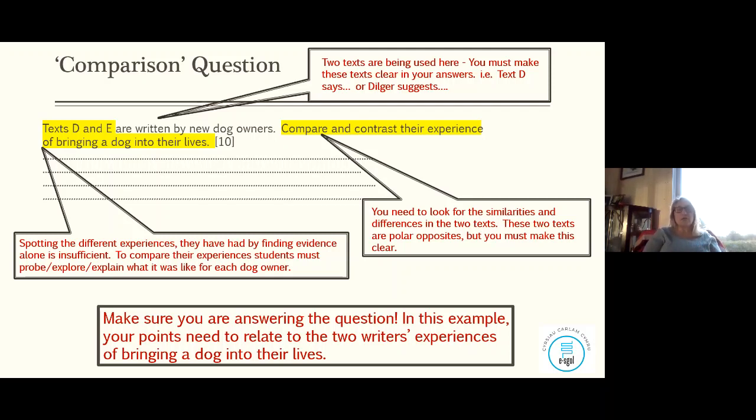It's not enough to just have one person say it's negative, one positive, one person writes formally, one person writes informally. It's just not enough. You need to have that evidence. You need to be able to explain it. And again, big ask here, make sure you're answering the question. So your points need to relate to the two writers' experiences of bringing a dog into their lives. You need to really focus in on the question.